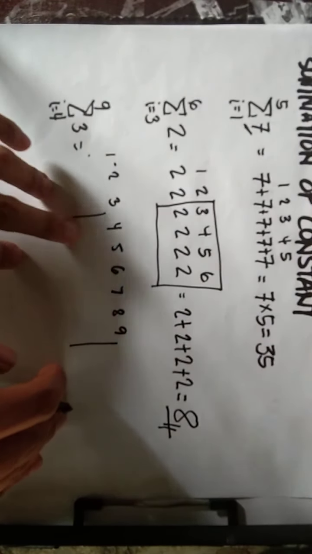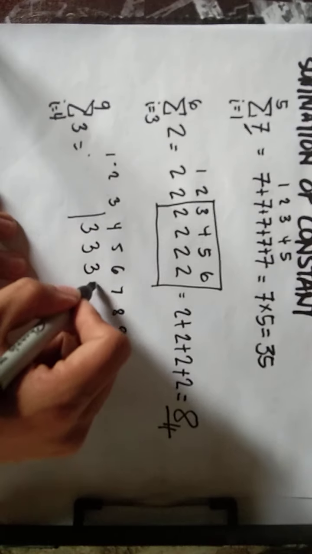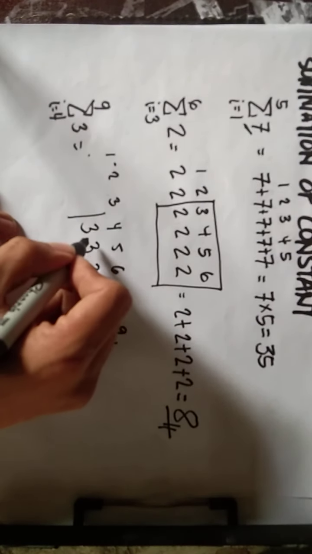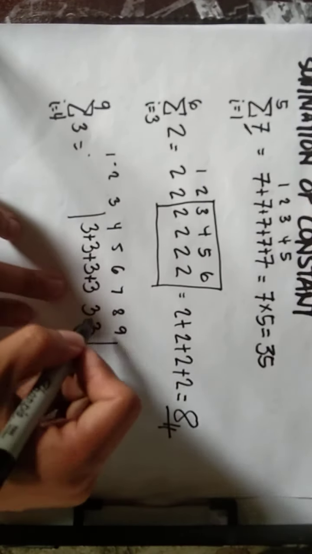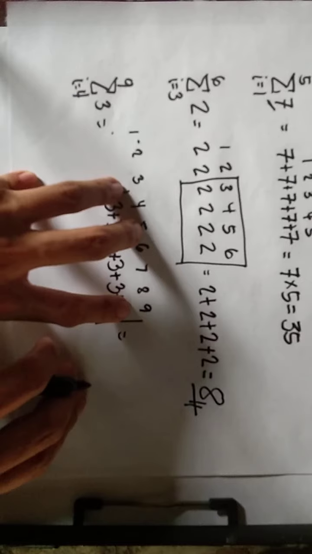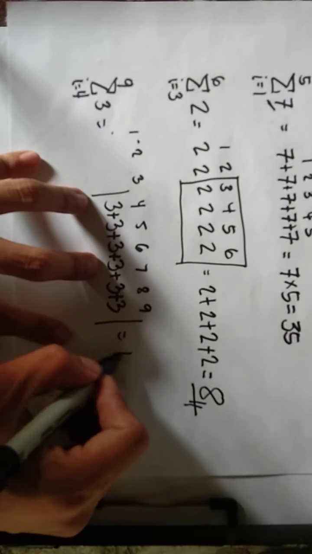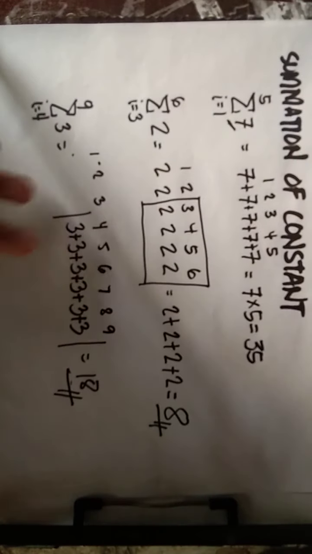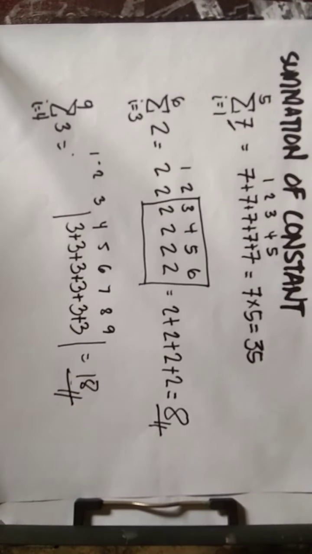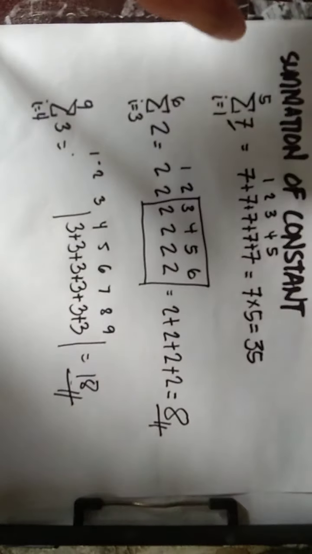So, lalagyan natin ng values yung ating 3, na 3, yung ating mula 4 hanggang 9. So, we will have, this is 3. So, 3 plus 3, plus 3, plus 3, plus 3, plus 3, is equal to, ilan ba yun? 1, 2, 3, 4, 5, 6. So, that is 6 times 3, that is 18. And that is our final answer. And that's how you do the summation of a constant. Let's have another example.